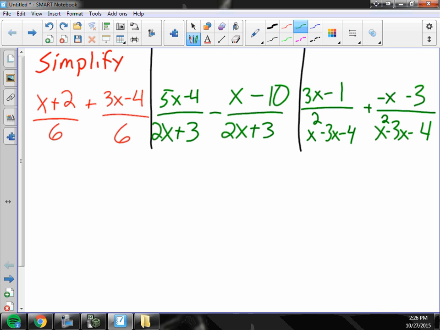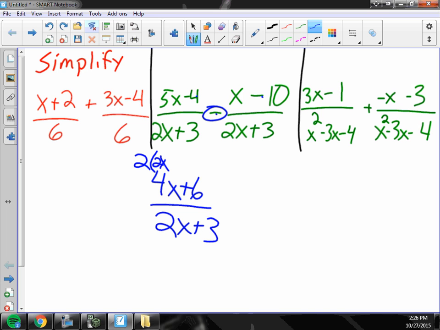So don't forget that this is a subtraction problem. 5x minus x is 4x. And 4 minus negative 10 is 6. So plus 6 over 2x plus 3. Does it go further than this? I can take a 2 out of the top, and I get 2x plus 3.